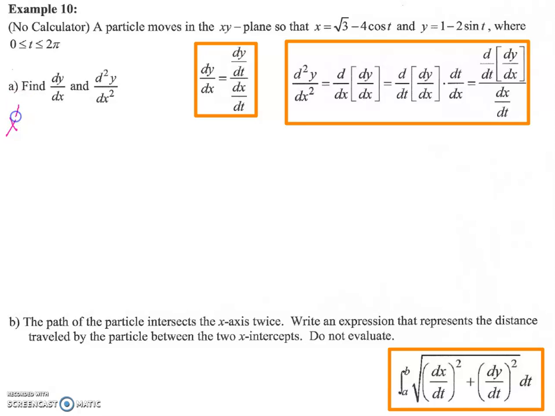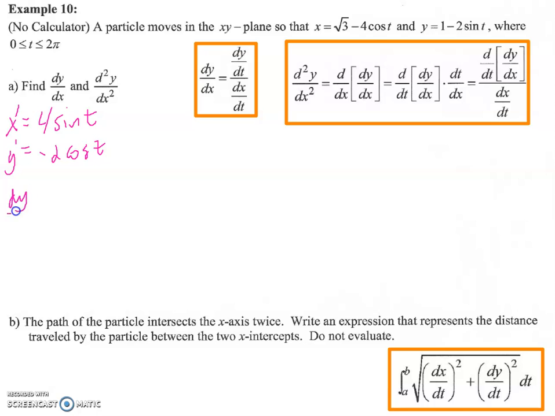So x prime is equal to the derivative of square root of 3, which is just 0. Derivative of cosine is a negative sine, so it's going to give me a positive 4 sine of t. Then y prime is equal to the derivative of 1, which is 0. Derivative of sine is cosine, so I've got a negative 2 cosine of t.